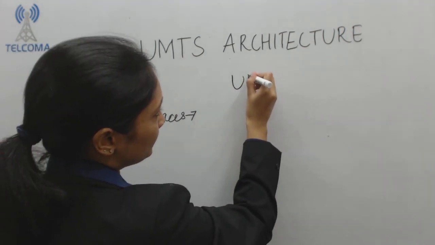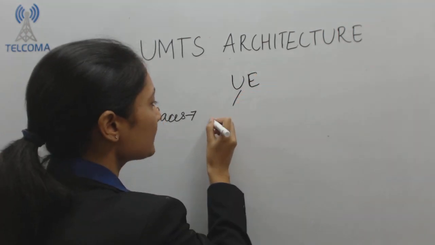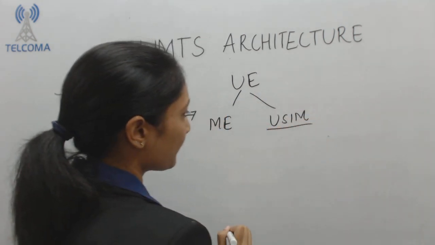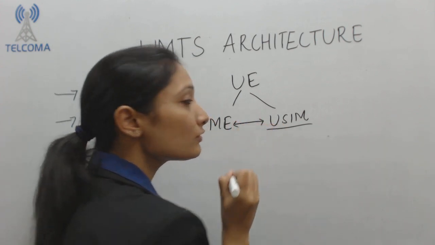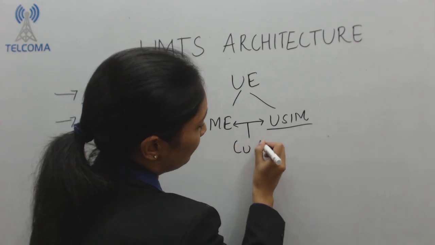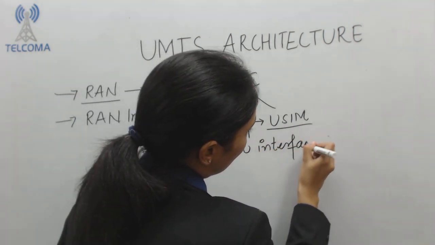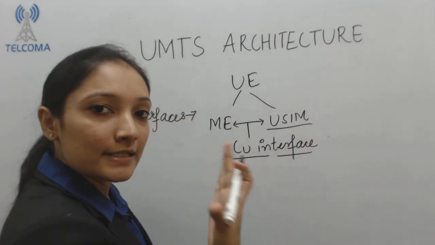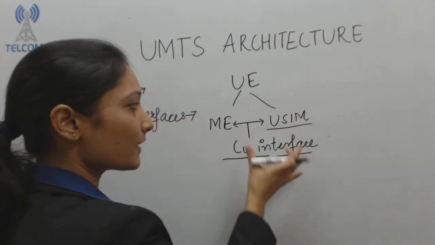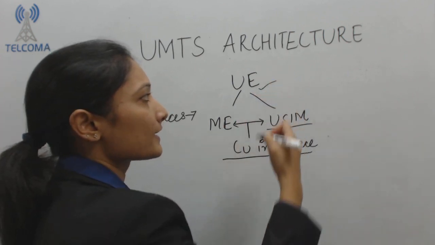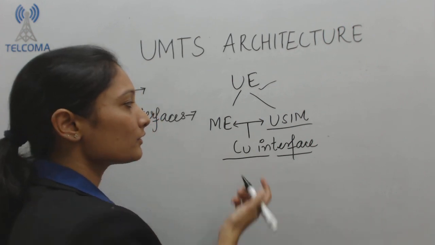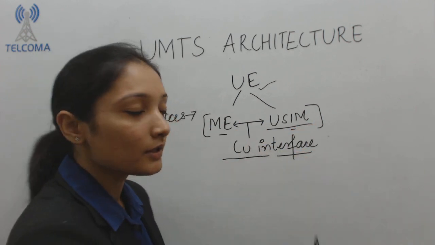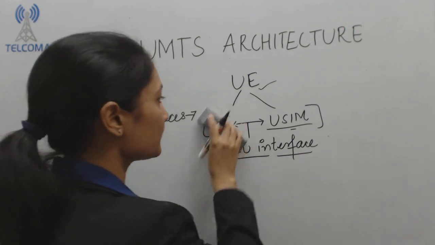The first component is user equipment, which has mobile equipment and the universal UMTS SIM. So there is an interface between these two components also. That interface is referred to as the CU interface. But this interface is just an electrical interface between the mobile equipment and your SIM card. So when both of these devices are connected together, only then will they work as a portable and working user equipment terminal. So the interface between your mobile equipment and your SIM card is the CU interface, which is our electrical interface.